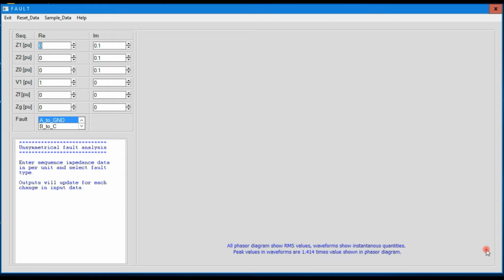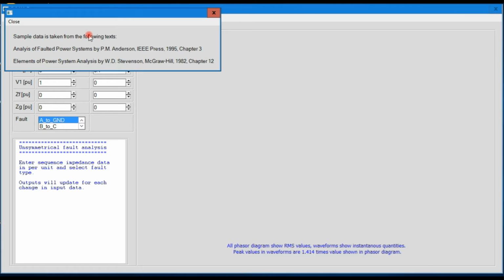There are a number of textbooks which deal very effectively with the calculation, and this program includes data sets from two of these textbooks, the one by Anderson and also the one by Stevenson. And for the purpose of this demonstration, I'm going to use the data set for the sample calculations which are provided in Stevenson's textbook.